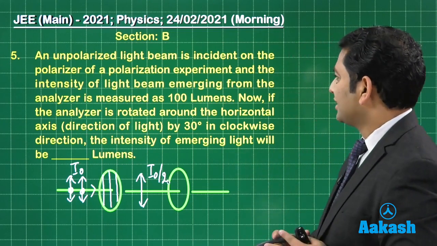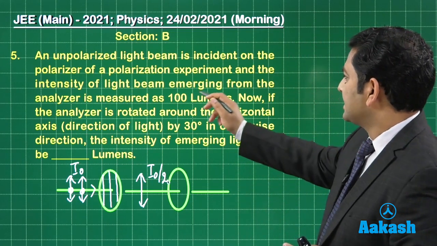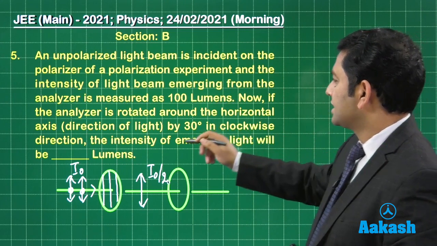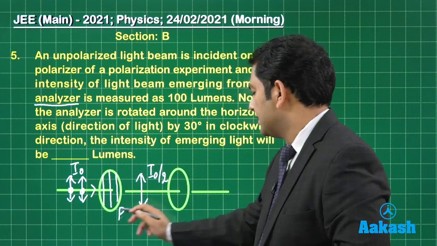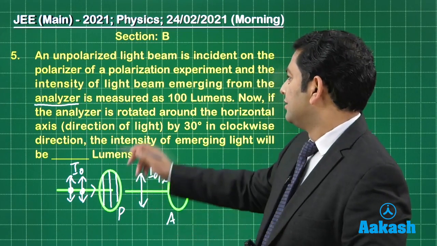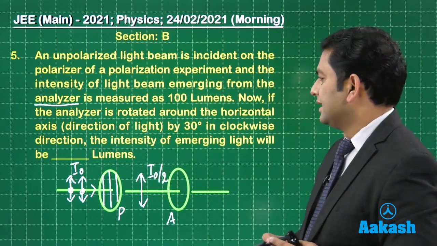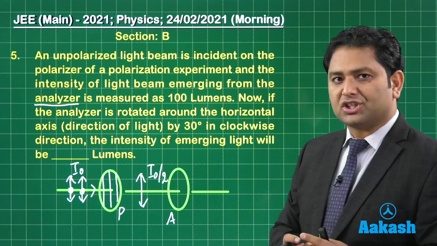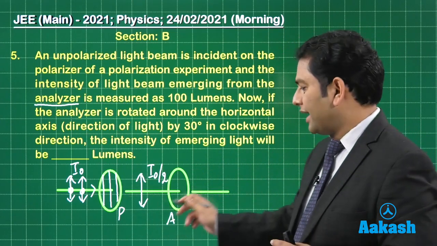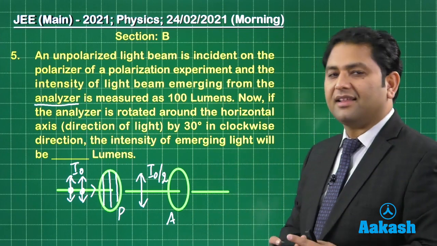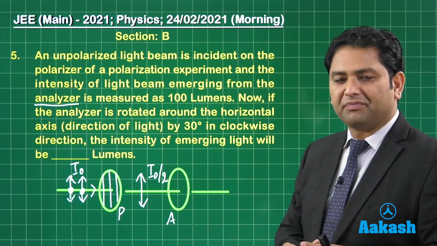Now after that, what does it say? The intensity of the light beam emerging from the analyzer, not from the polarizer, is 100 lumens. Now one thing is missing in the question: the relative orientation between the polarizer and the analyzer has not been given.